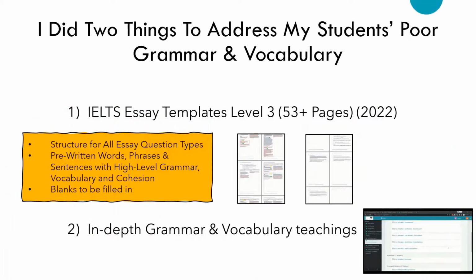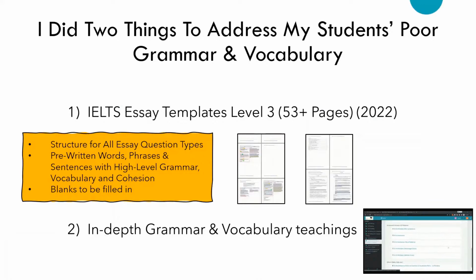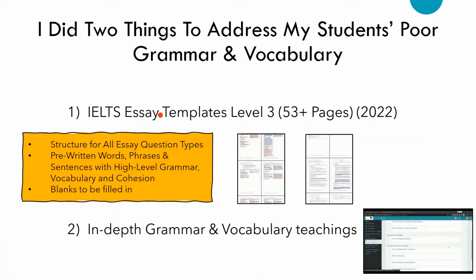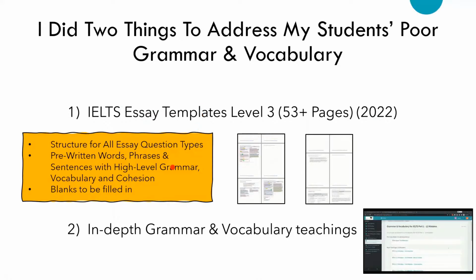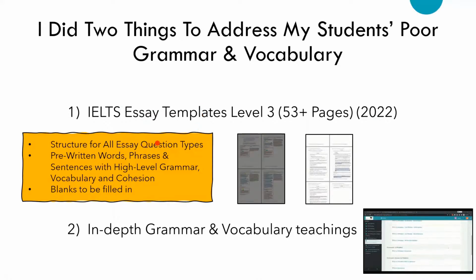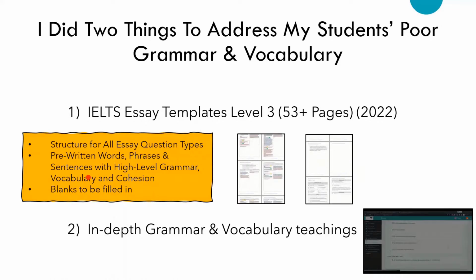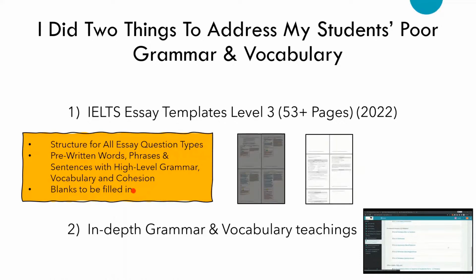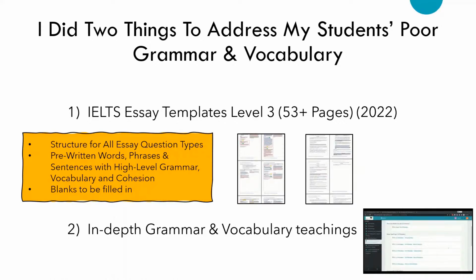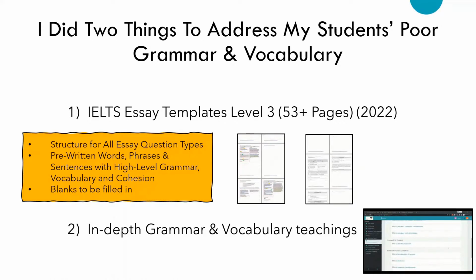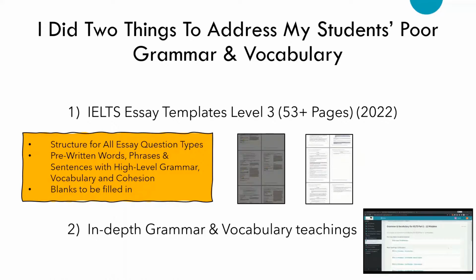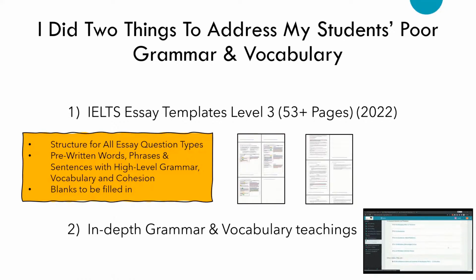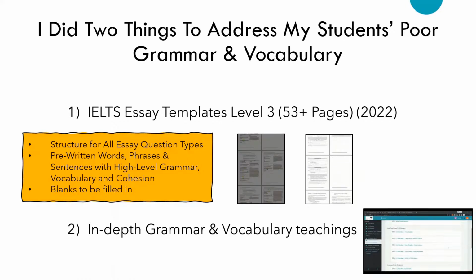So I did 2 things to address my students' poor grammar and vocabulary. Most students have very poor grammar and vocabulary. Number 1, of course, I already showed you the IELTS essay templates. Okay, this is structure for all essay question types, pre-written words, phrases, and sentences with high-level grammar, vocabulary, and cohesion, and you just fill in the blanks. Right? So if you use the templates, the words and phrases that you memorize, the sentences that you memorize, consist of good grammar and vocabulary and cohesion, and therefore you will score well.